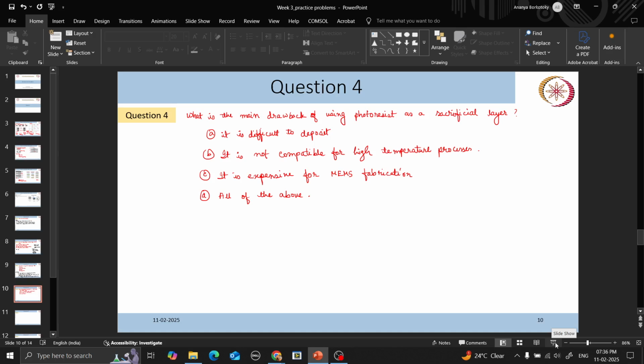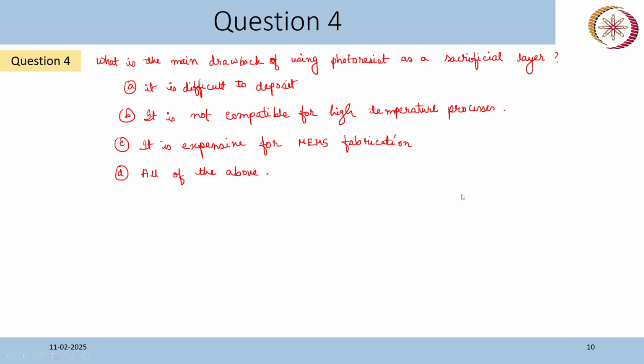So it is difficult to deposit. That is not correct. Most photoresists you can just spin coat easily. It is not compatible for high temperature processes. Why? Because photoresists are usually polymers that cannot sustain very high temperature. All the processes we normally do are close to 100 degrees Celsius. I have not used photoresist at very high temperature. It will certainly get damaged at high temperature. So this is the correct answer.